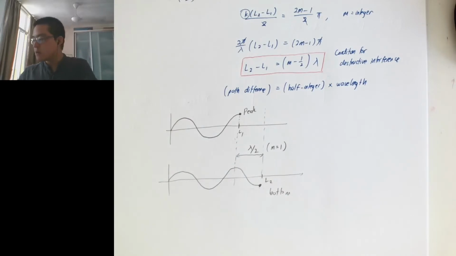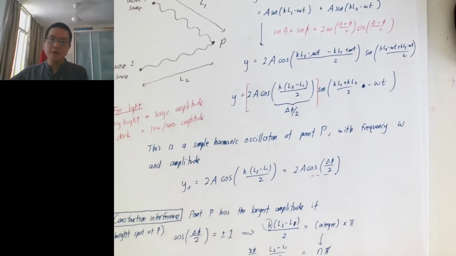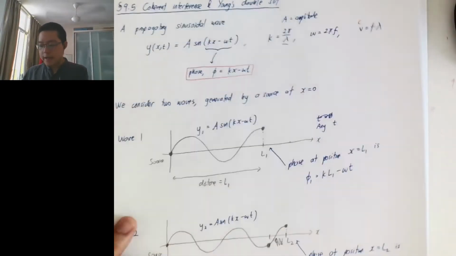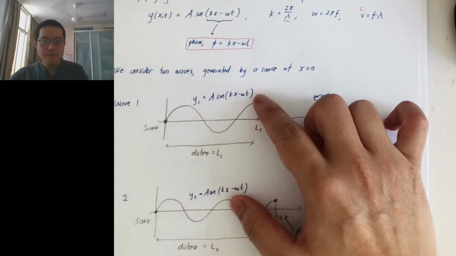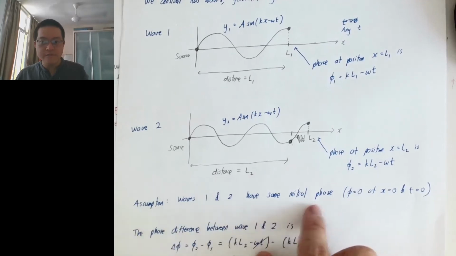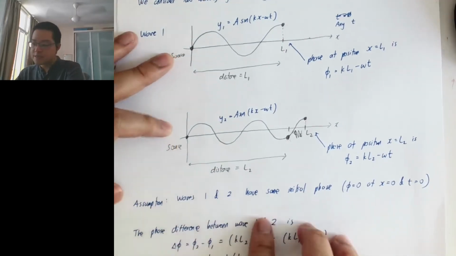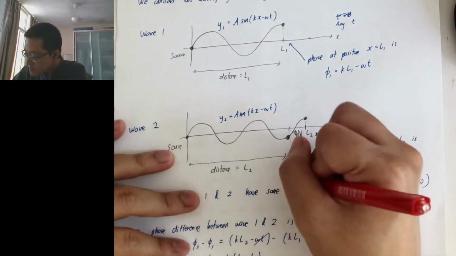Why? Because this is also kind of an important thing. What was our initial assumption that made all this calculation possible? That I started with two waves with the same equation. That means our assumption is that wave 1 and wave 2 have the same initial phase. Same initial phase is another way of saying coherent light.